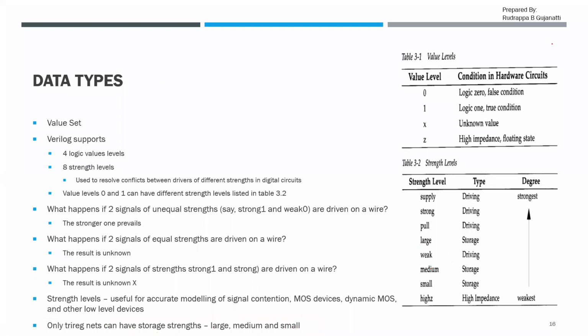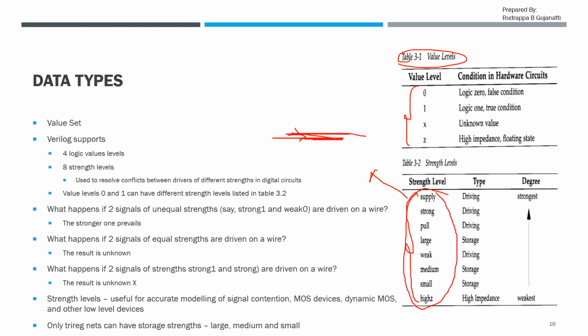So at present, just remember we have four different levels of logic values and eight different levels of strengths. And these strengths are utilized to resolve the conflicts which arise when signals are contending with each other to gain access to a wire. The wire has to drive a signal. So which signal will be driven on this wire? That will be decided by its strength value.